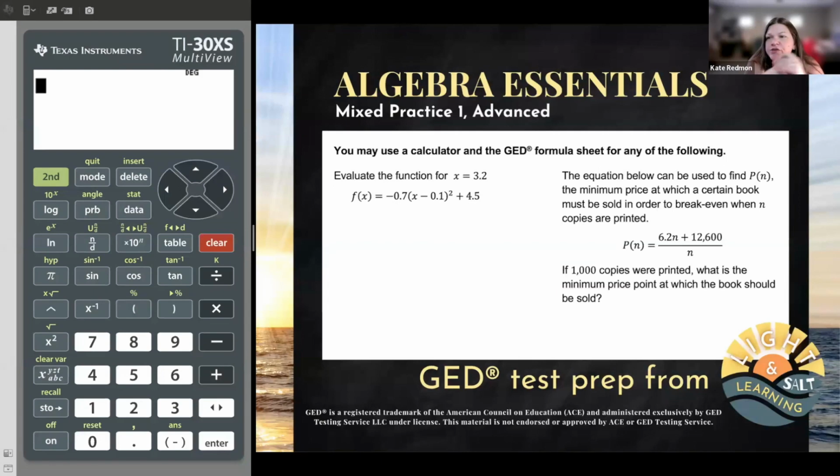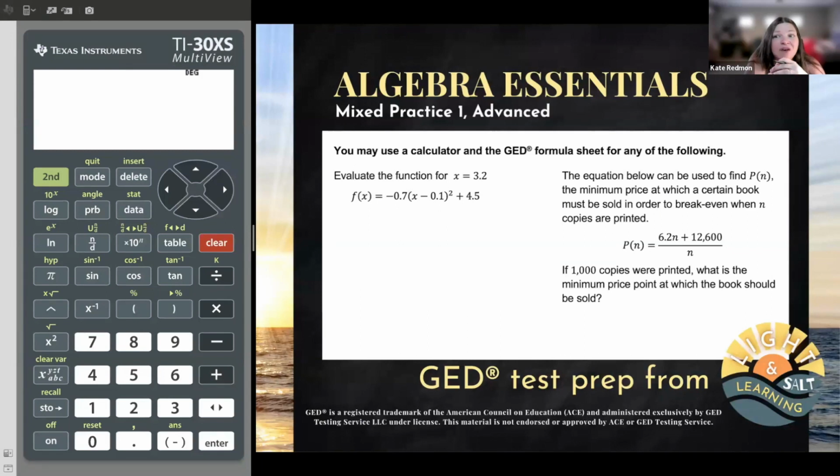Hey, algebra students, I want to look at a couple of examples that might look intimidating, but are actually much simpler than they look. So it says you may use a calculator and the GED formula sheet for any of the following. And the first one says evaluate the function for x is equal to 3.2.